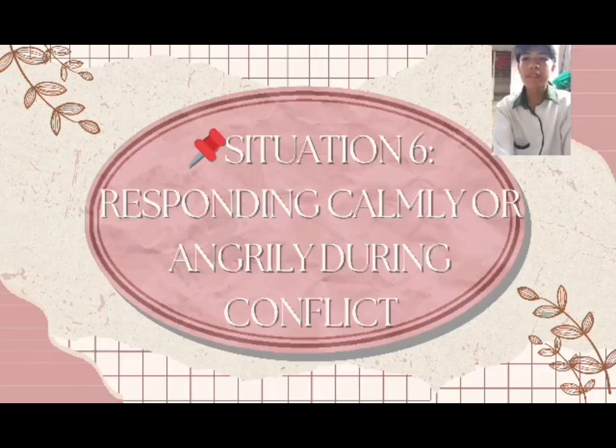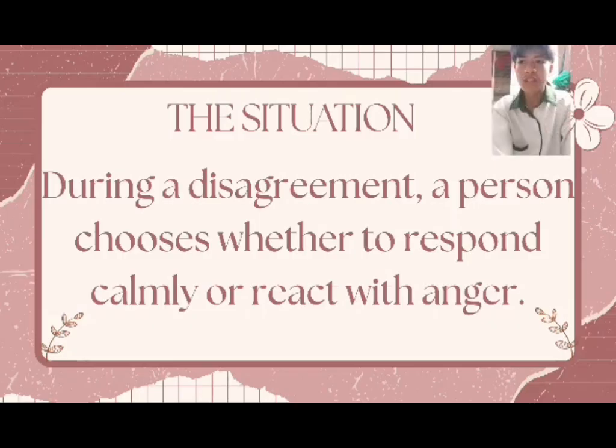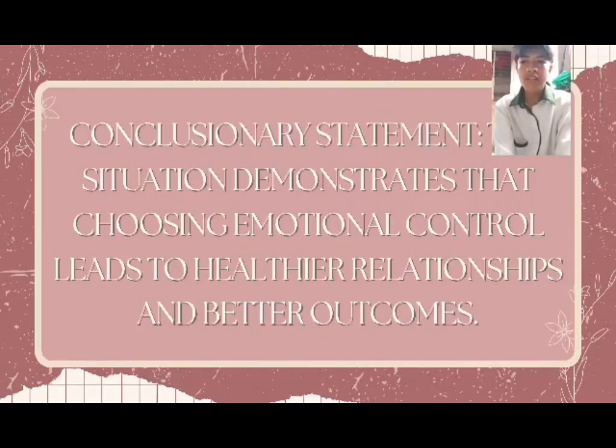Situation 6. Responding calmly or angrily during conflict. The situation: during a disagreement, a person chooses whether to respond calmly or react with anger. Explanation: a calm response encourages understanding and peaceful resolution, while an angry reaction may escalate the conflict and damage relationships. Conclusionary statement: this situation demonstrates that choosing emotional control leads to healthier relationships and better outcomes.